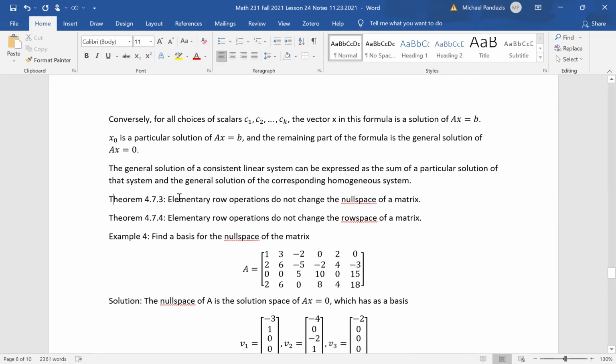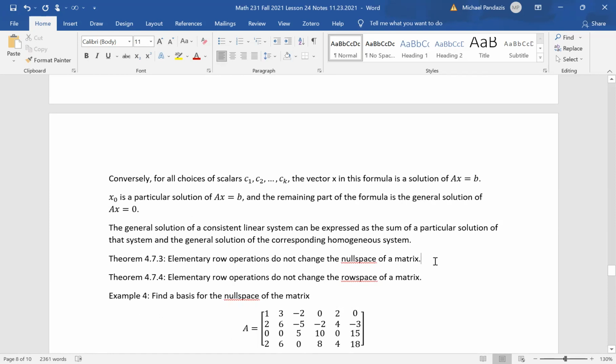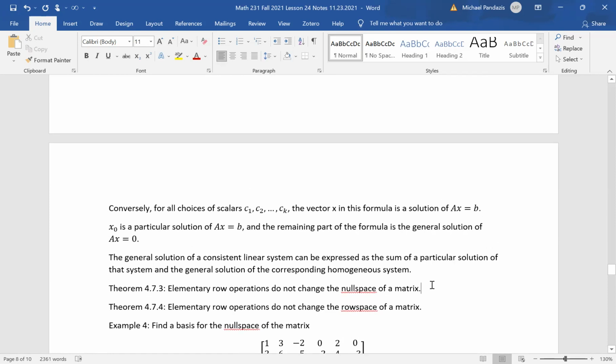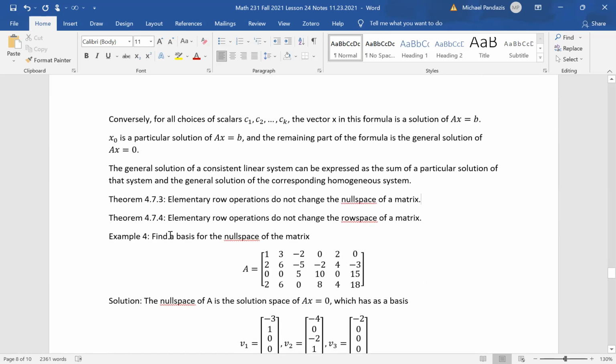Theorem 4.7.3. Elementary row operations do not change the null space of a matrix. Okay, so the null space again is the space of all the solutions to AX equals 0. If you apply elementary row operations to a matrix, then that does not change the null space of it.